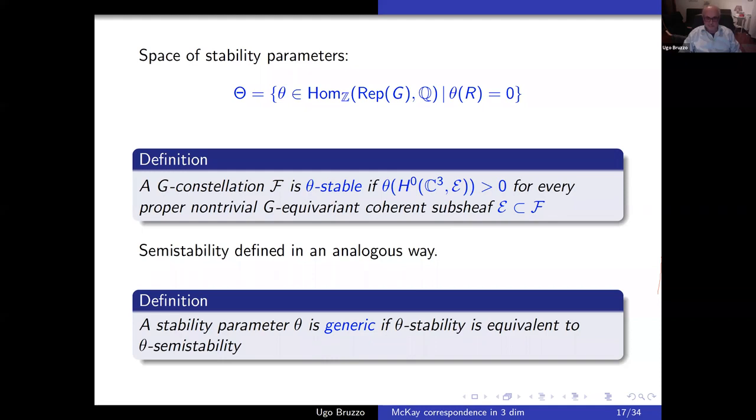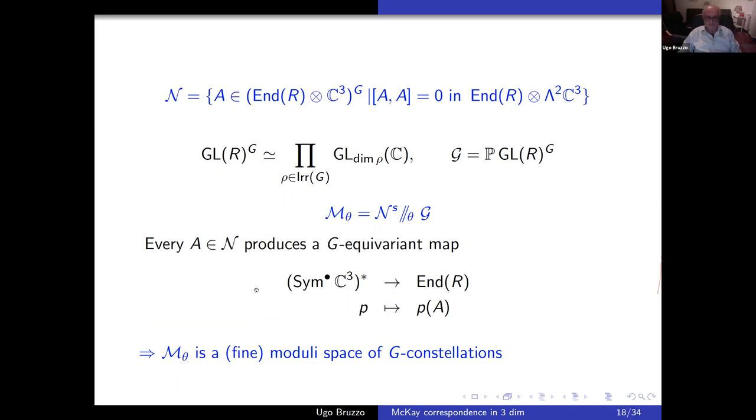And then you can construct a moduli space of G-constellations using a GIT quotient. And then what you do, as usual, you start from an affine space. So this is the space of G-invariant triples of endomorphisms of the regular representation. And inside this vector space, you cut an affine locus N by taking the triples that commute in this sense. So, I mean, this looks like some ADHM construction, no? It's the usual stuff that people know from ADHM parametrization of sheaves, from quiver representation theory, it's very similar.